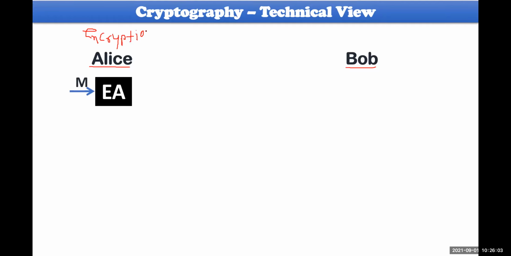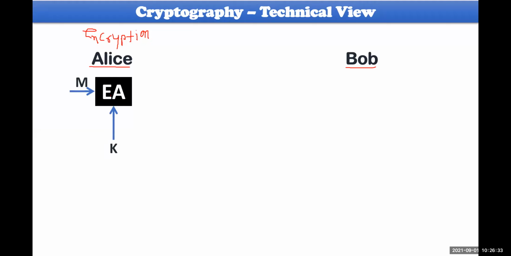Encrypted algorithm. As far as your syllabus is concerned, we have already seen what the algorithm names are: symmetric algorithms, asymmetric algorithms, public key, private key, many algorithms are there. Whatever the algorithm it may be, the execution of the algorithm is called encryption. So EA means encryption algorithm.